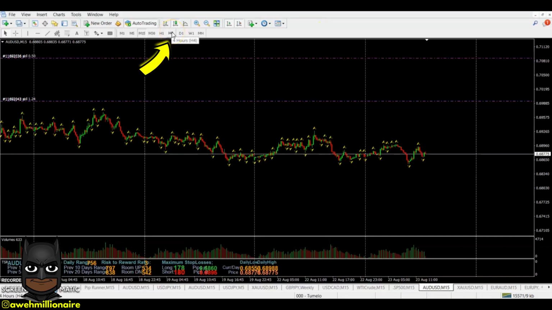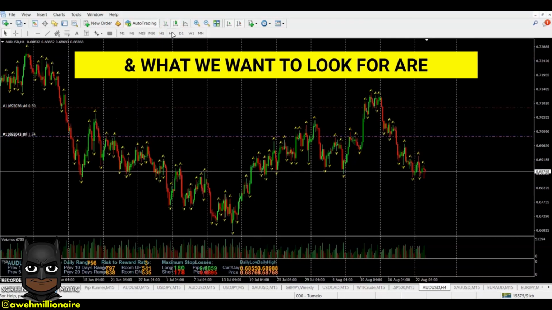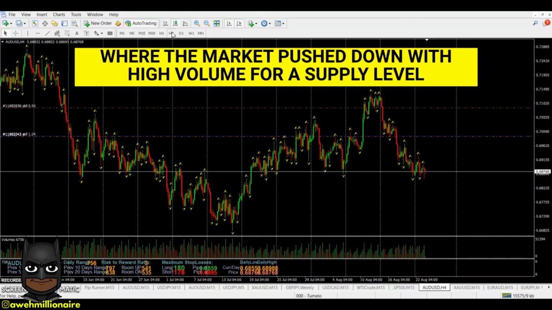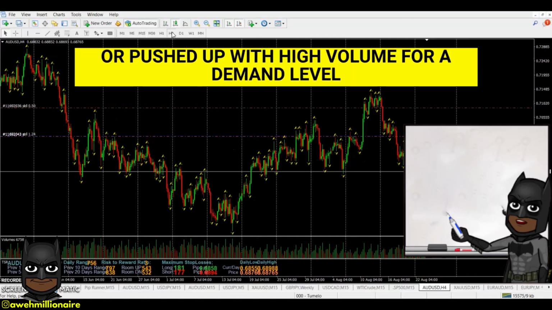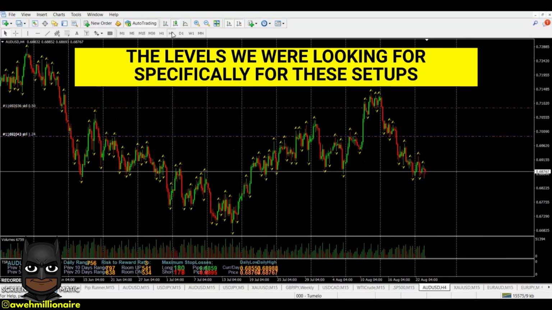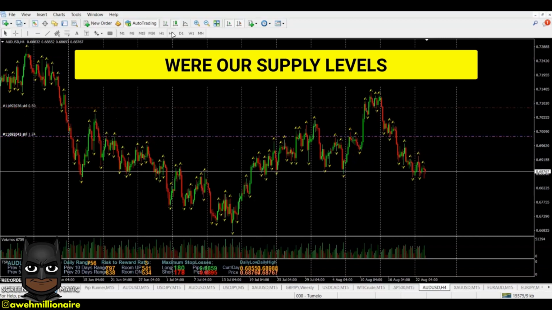So first we start on the H4 time frame, and what we want to look for are areas on the H4 time frame where the market pushed down with high volume for a supply level or pushed up with high volume for a demand level. The levels we were looking for specifically for these setups were our supply levels.